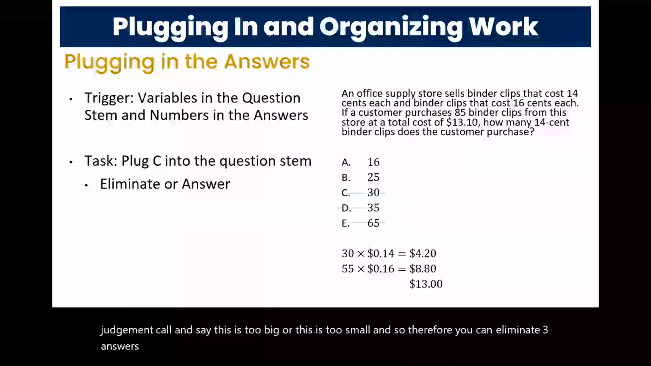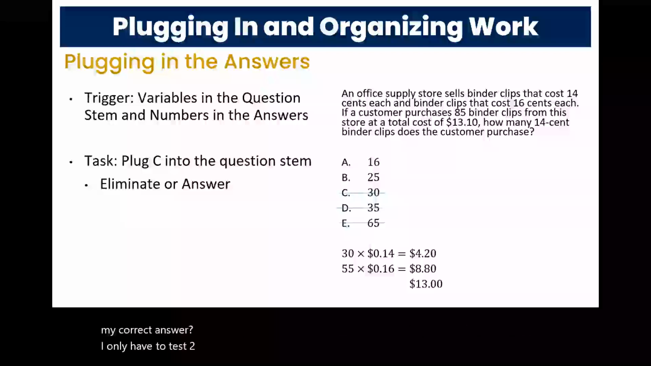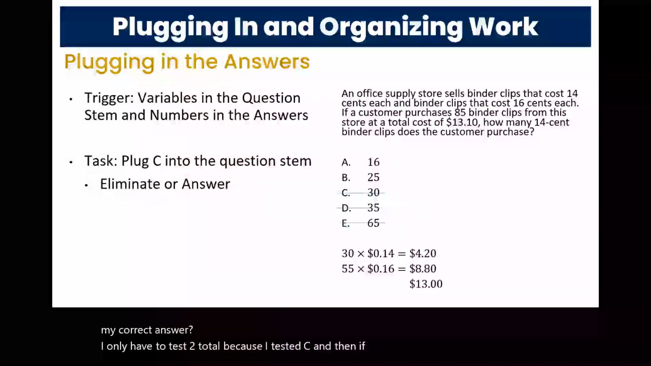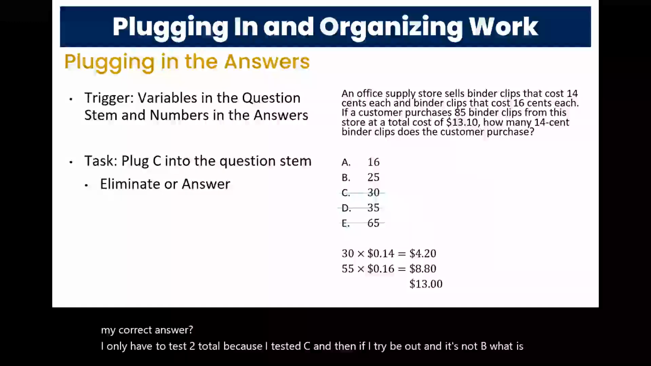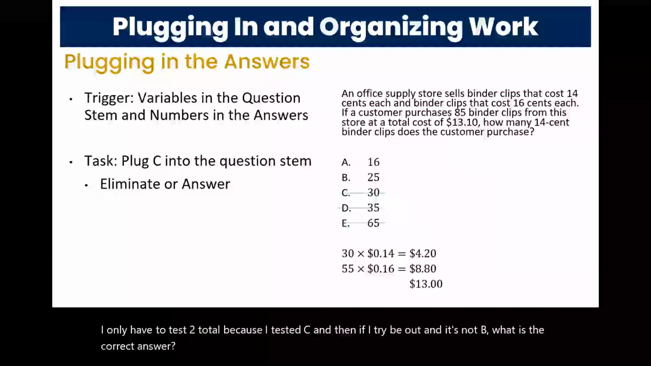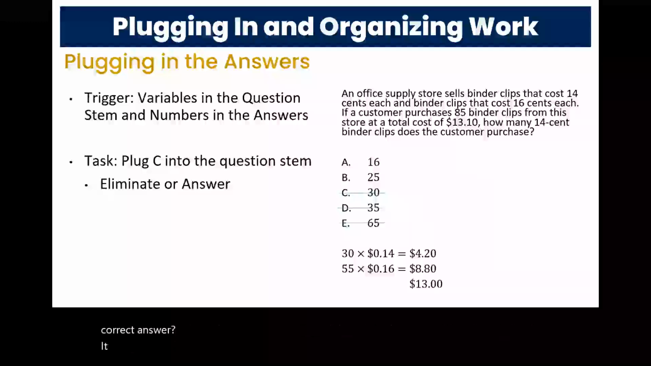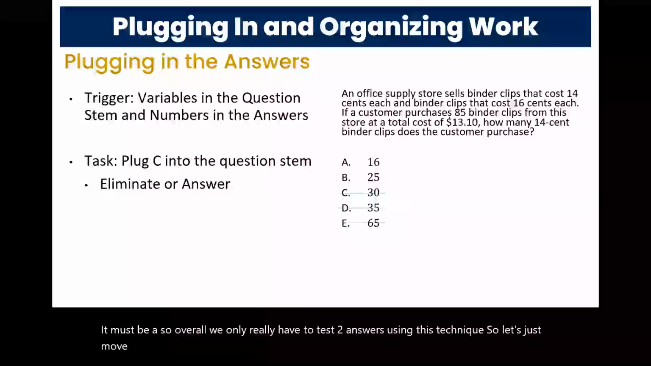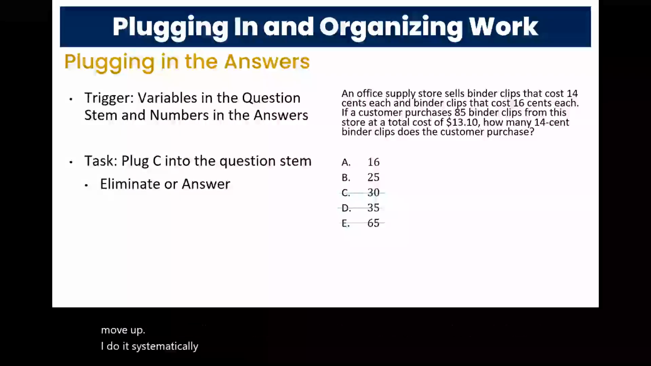Boom, boom, boom. Now, how many answers do I have to test to determine my correct answer? I only have to test 2 total because I tested C. And then if I try B out and it's not B, what is the correct answer? It must be A. So overall, we only really have to test 2 answers using this technique. So let's just move up. I do it systematically. You could try A if you feel like it. It doesn't really matter. Try one or the other.